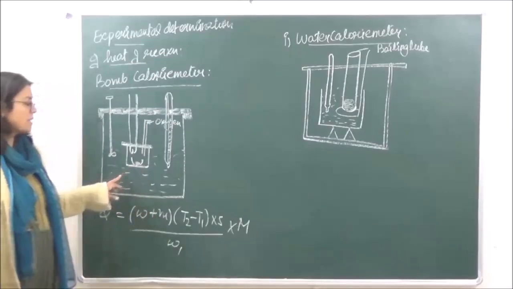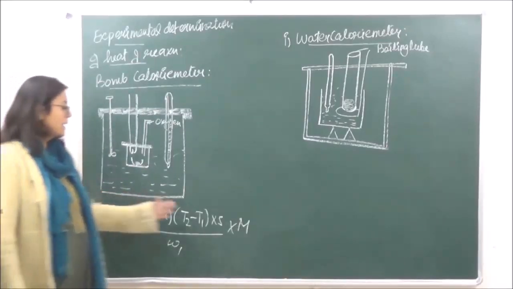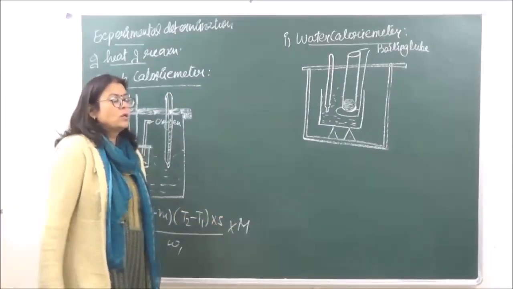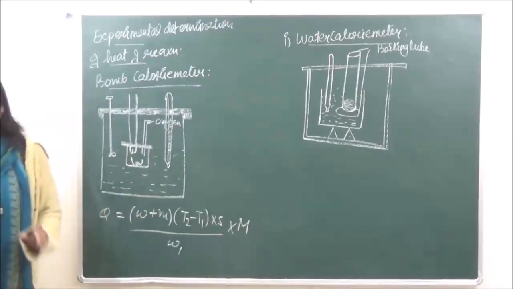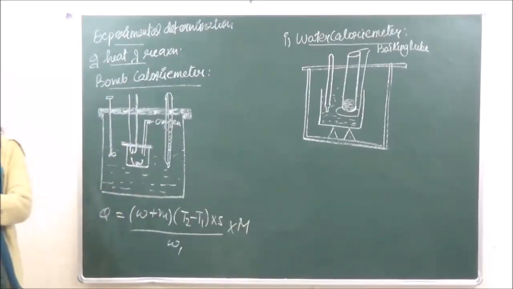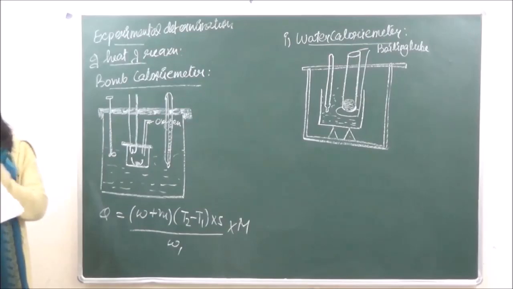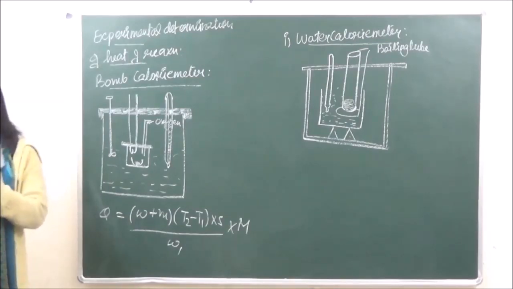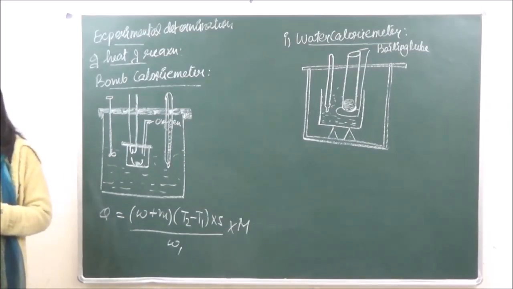W1 is the mass of the substance which we have taken in the crucible. And then finally we come to molar mass. Okay? So let's try and see if there are any questions of this sort from here. We'll just discuss one or two questions and then we go forward to our next topic.